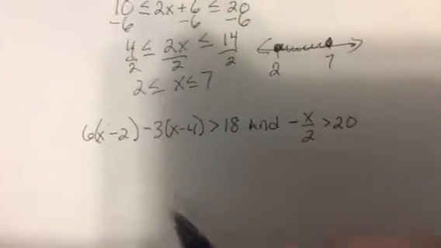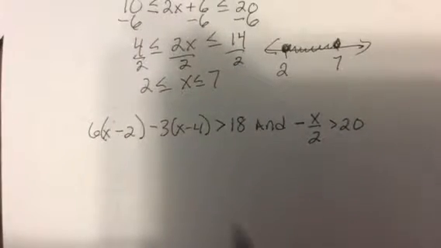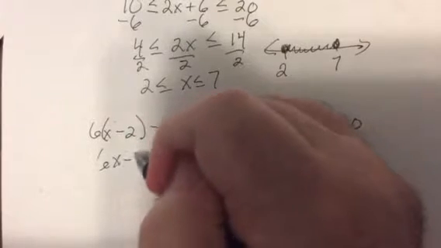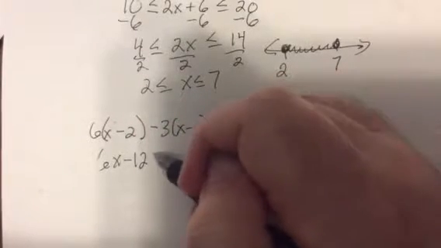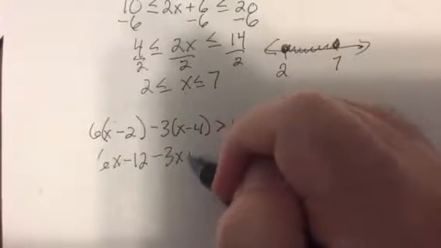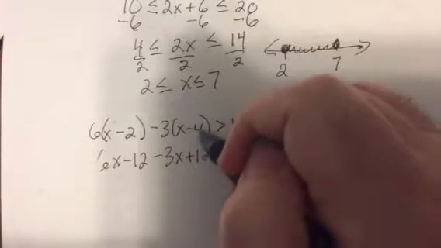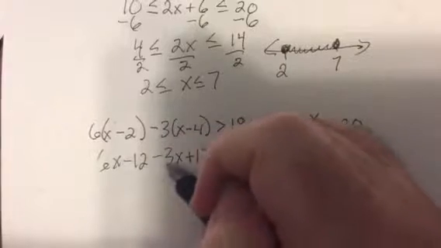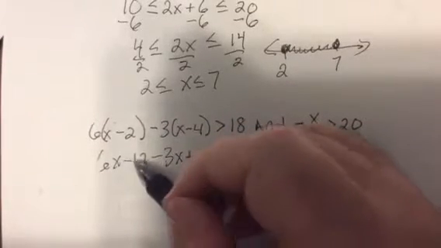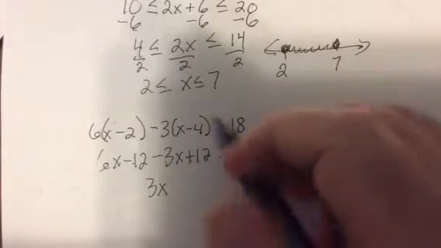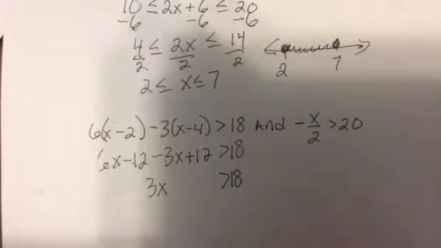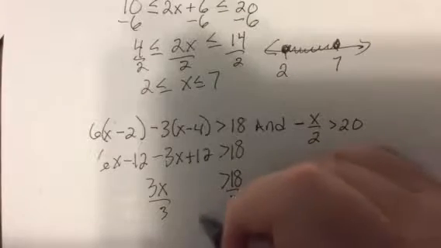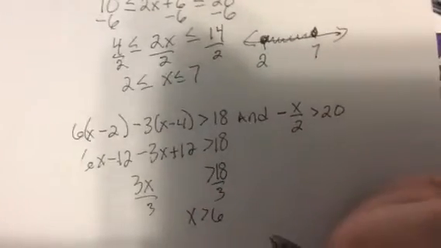Then the last one. Now if you want to do this on your own and then watch me, that's okay. But I'm going to go ahead and do it. That'd be 6x minus 12. Distribute the minus 3, so it's minus 3x plus 12, minus a minus is a plus, is greater than 18. So 6x minus 3x is 3x. Minus 12 plus 12 is 0. So this problem really simplifies fast. So divide both sides by 3. x is greater than 6.